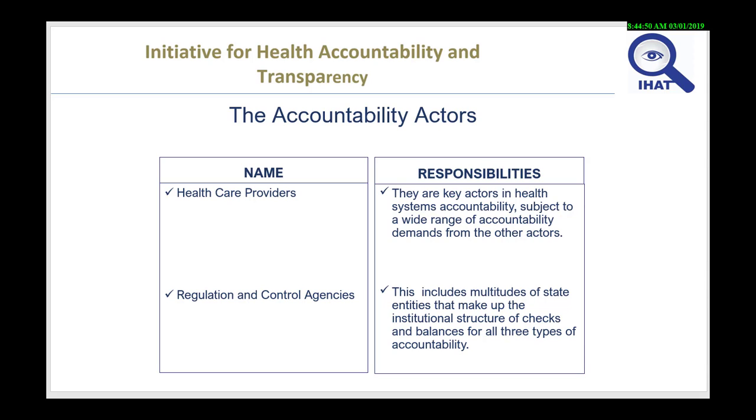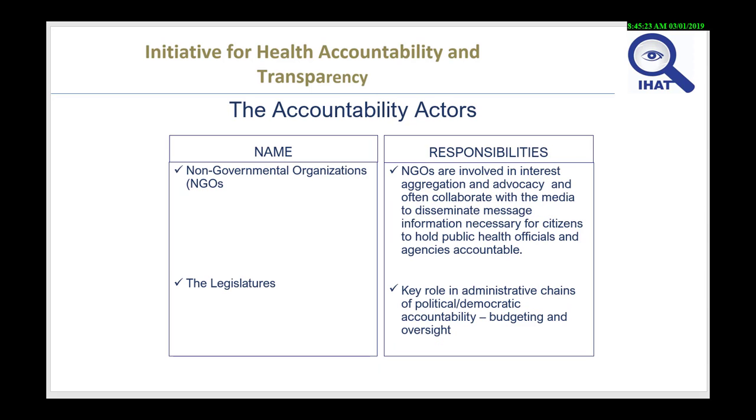We also have the regulation and control agencies, and these include multitudes of state entities that make up the institutional structure of checks and balances for all the three types of accountability. The professional regulatory bodies and agencies are central because they play a very key role in regulating and controlling practices. There are the NGOs. NGOs are involved to aggregate the interests of the citizens and also for advocacy. And they often collaborate also with the media to disseminate information necessary for citizens to hold public health officials and agencies accountable. We have the legislators.